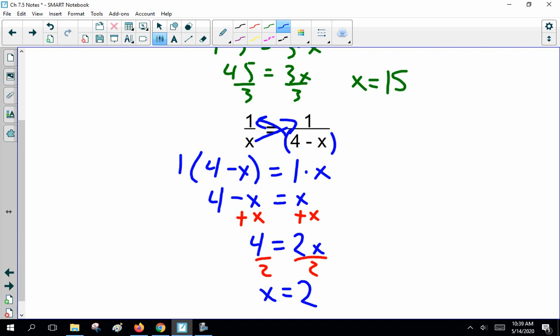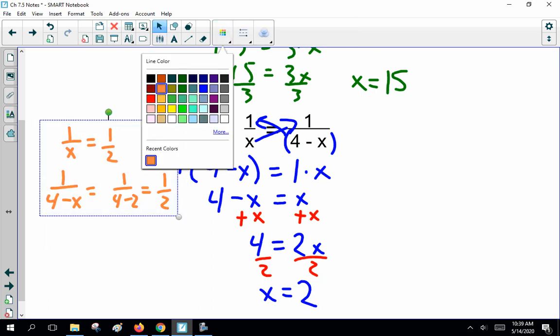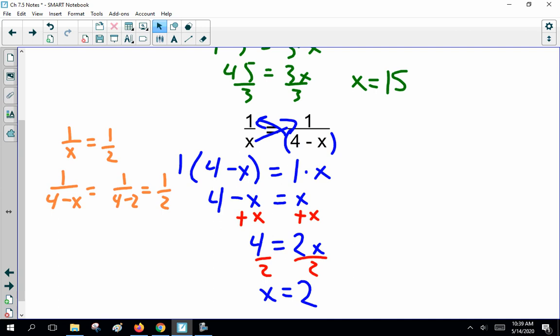Now I should be going back and checking my work. I'm just lazy. But I will say occasionally check. So let's check this one. 1 over x equals 1 over 2. 1 over 4 minus x equals 1 over 4 minus 2, which is 1 over 2. Yes, left side equals right side. If I'm checking, I should change the color. Orange. There we go. So I should always check.